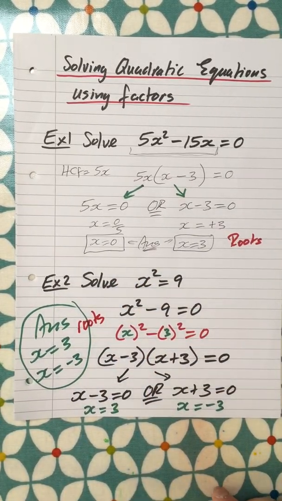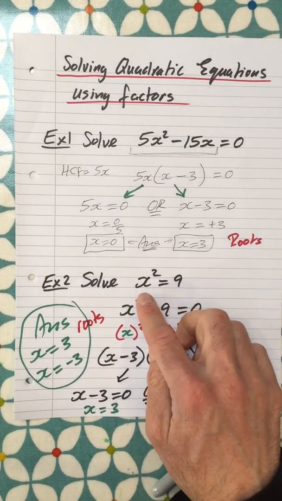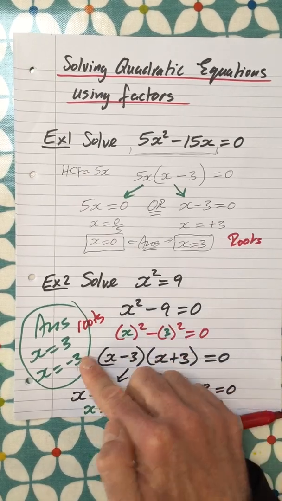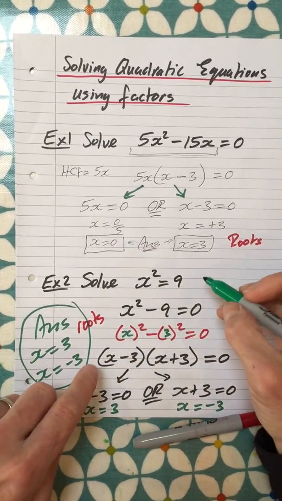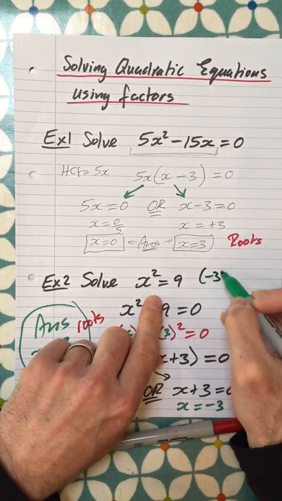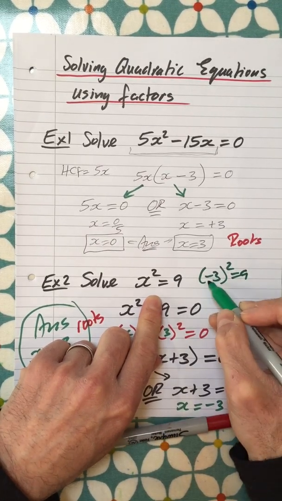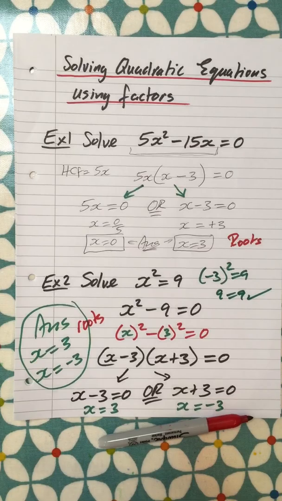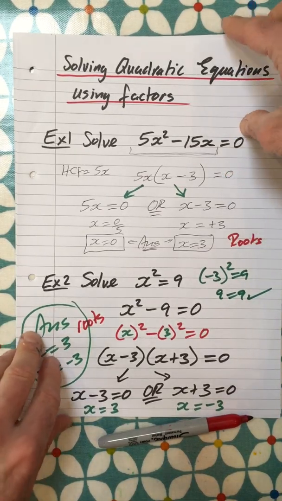And if you want to test your answer, well, let's try 3. What would 3 squared give you? 3 squared would give you 9. It works. What about minus 3 though? People always forget about the minus 3. Well, minus 3 squared would be 9. Minus by minus is a plus. 3 3s are 9. So this also works. So that's our second example.